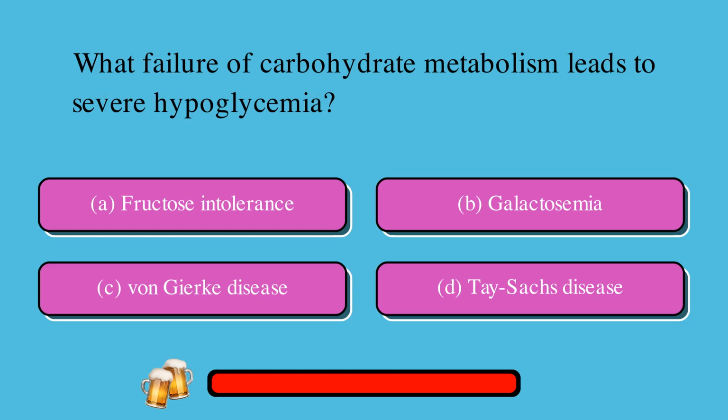What failure of carbohydrate metabolism leads to severe hypoglycemia? A. Fructose intolerance, or B. Galactosemia, or C. Von Gierke disease, or D. Tay-Sachs disease. The correct answer is C. Von Gierke disease.